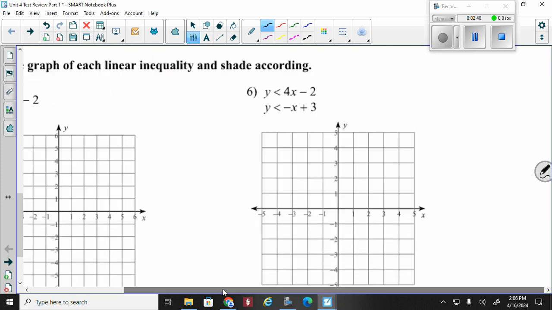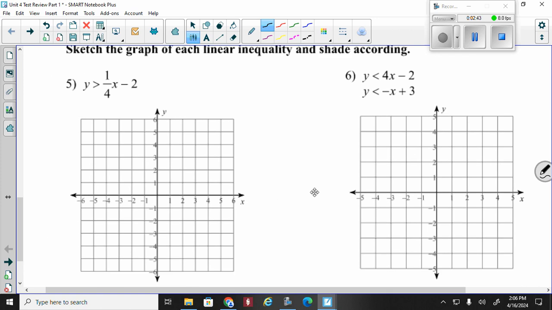All right, so we're going to go ahead and graph. So again, starting at negative 2, and I'm going to go up 1 over 4. 1, 2, 3, 4, right here. Draw my line, like so. And then what I'm going to do is I'm going to test it. Actually, technically, with this being this sign, it should be a dotted line.